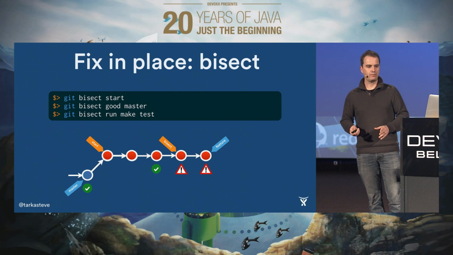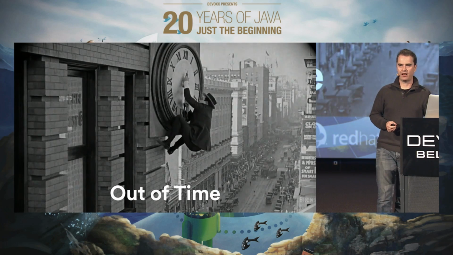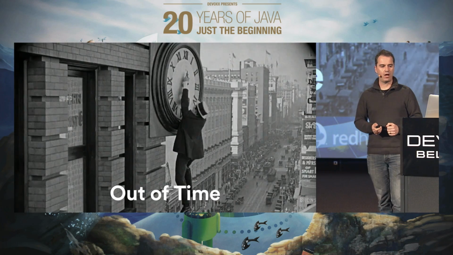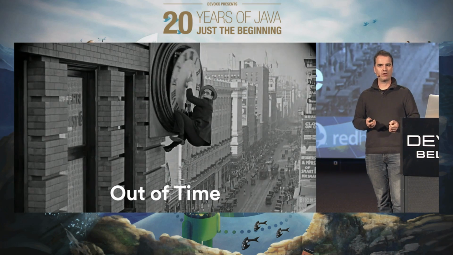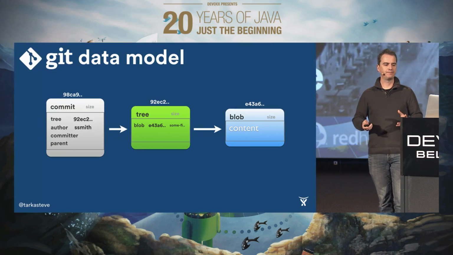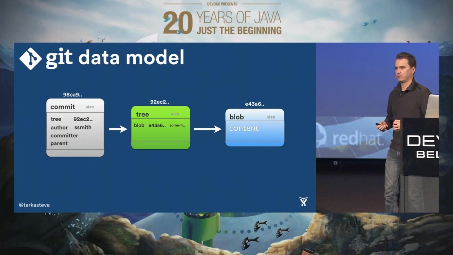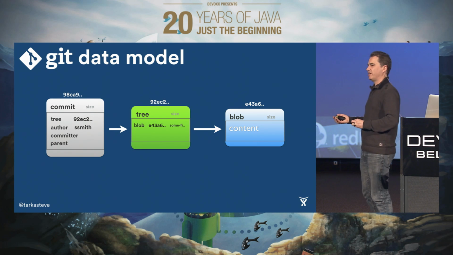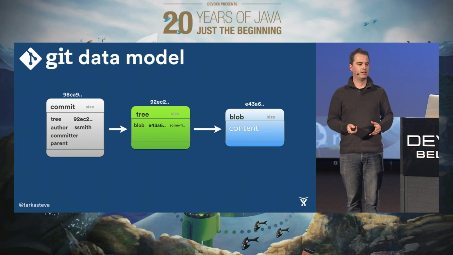Now, I'm getting towards the end here. We actually probably have a little time at the end for questions. But I'll also just do a quick recap. This is the Git data model. This is the entirety of it. All the concepts you need are here.